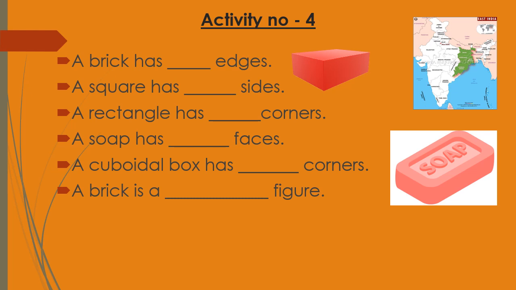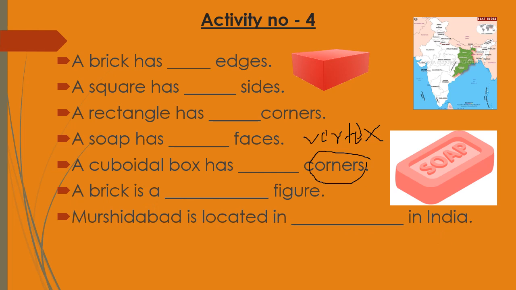And for this question, a cuboidal box has dash corners. Corners mean vertex. Corners mean vertices also. Vertex. Okay. You studied about vertex. So how many vertices are there? You have to tell. Okay. And the last question: Murshidabad is located in dash in India. Where in India is Murshidabad located?